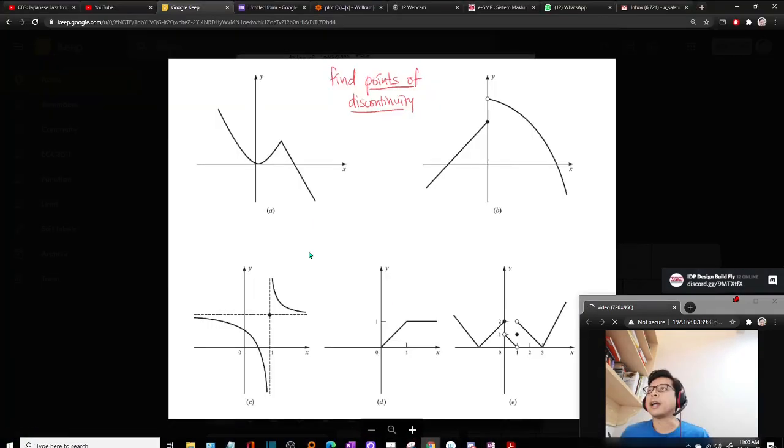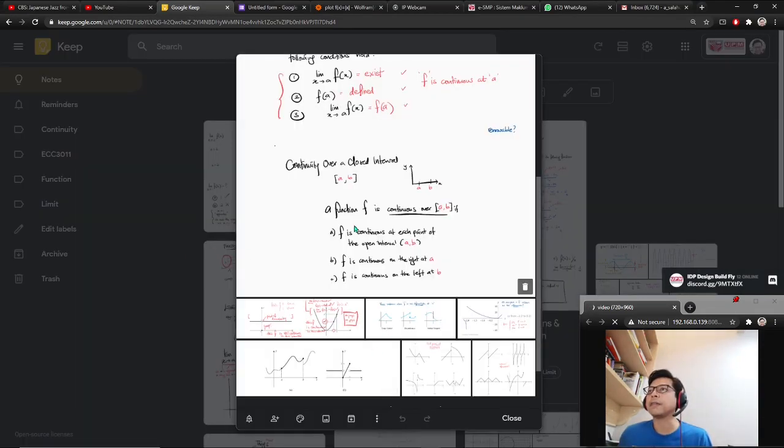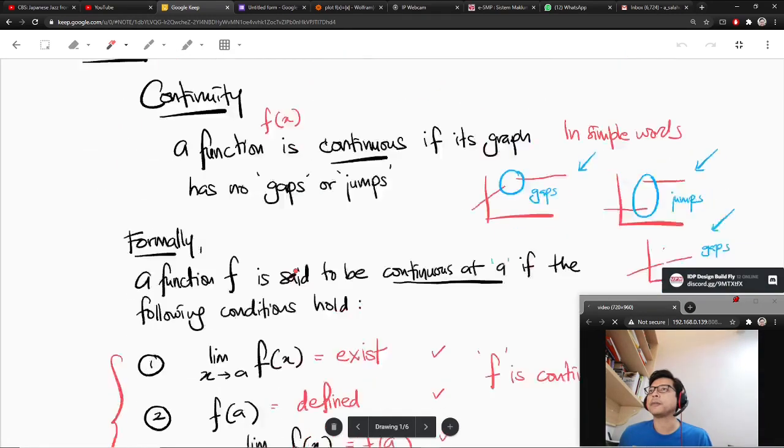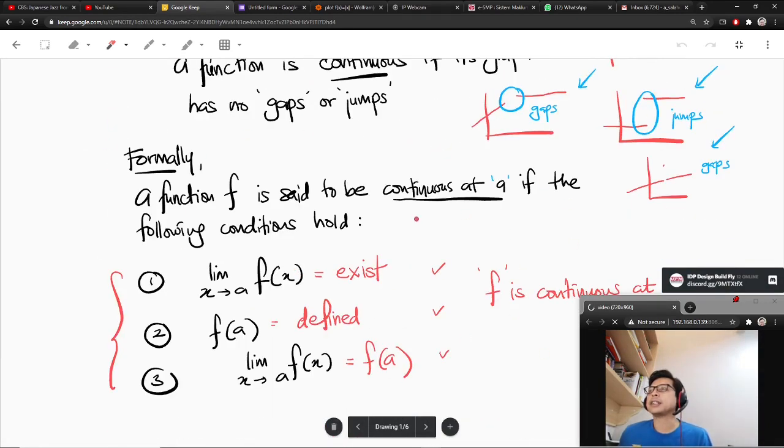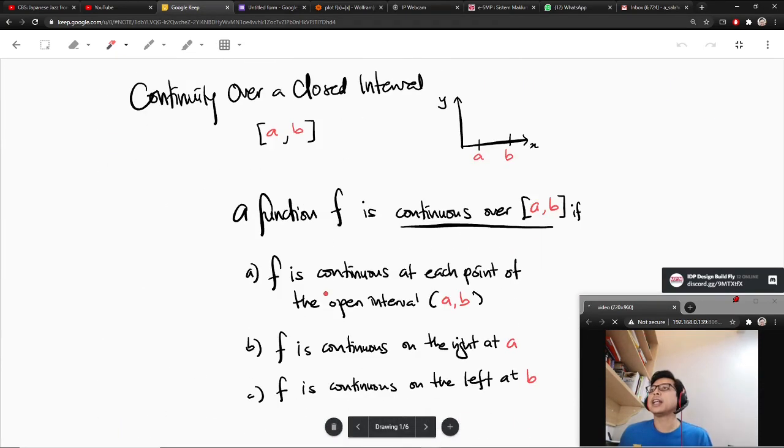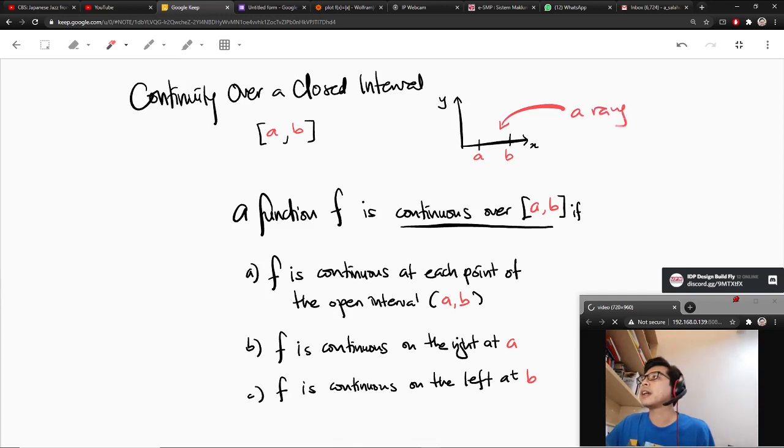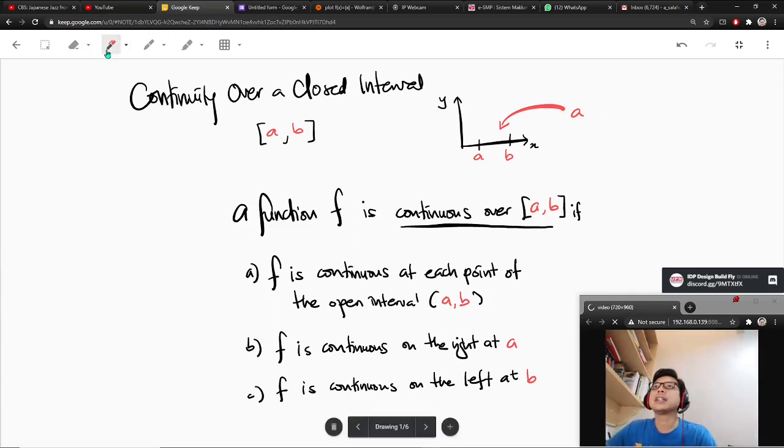Okay. Now I'm going to give you another definition. The function f is said to be continuous at a if the following conditions hold. Now we can also talk about continuity over a closed interval. Interval means a range in x. I don't use the word range, because range has different meanings in mathematics. This is what we call an interval.